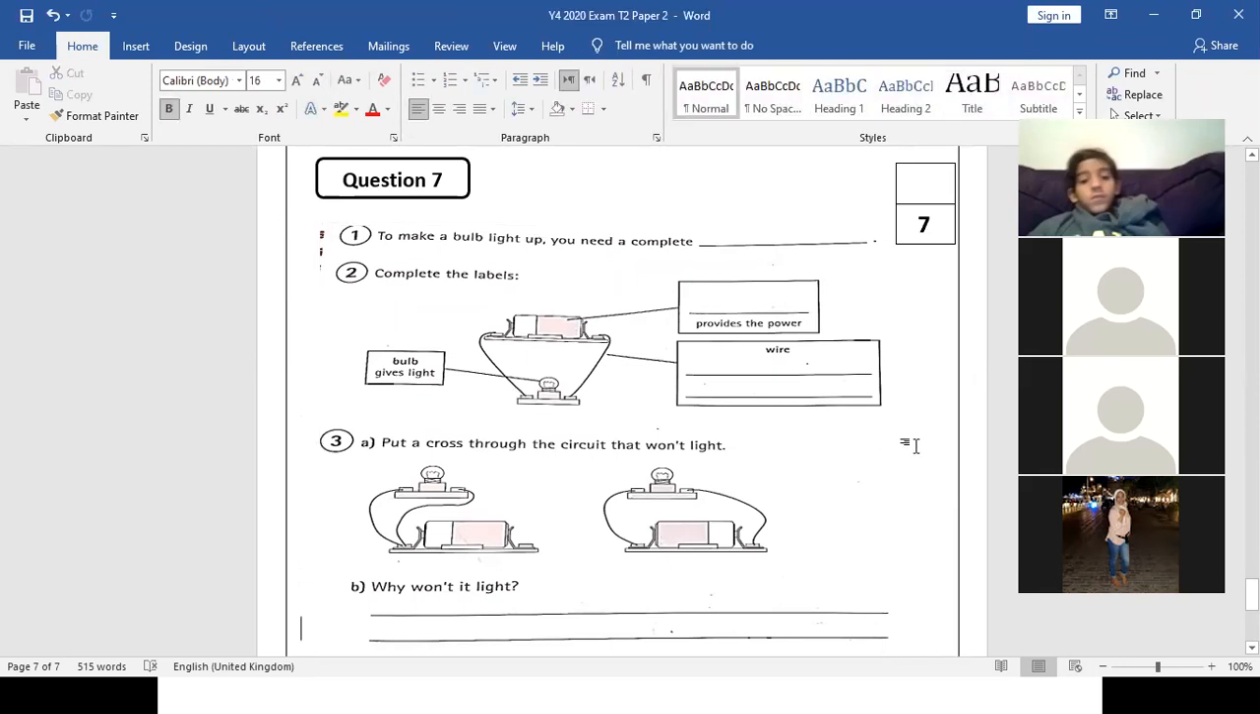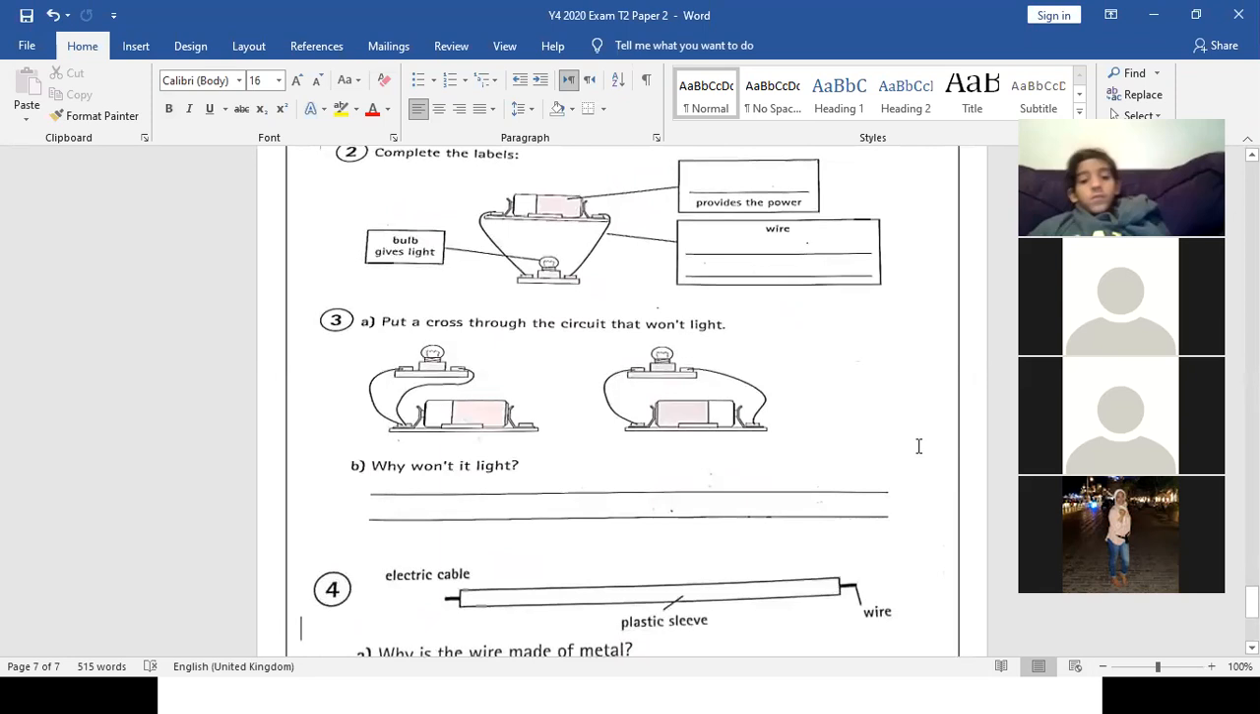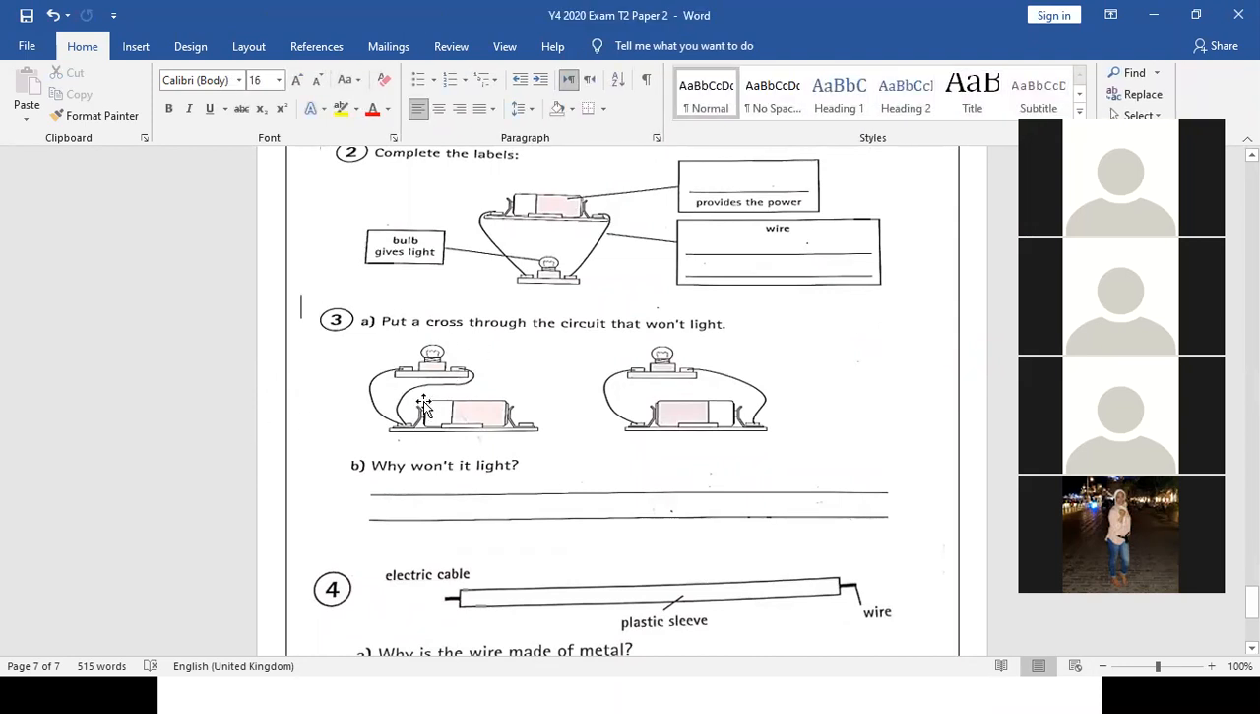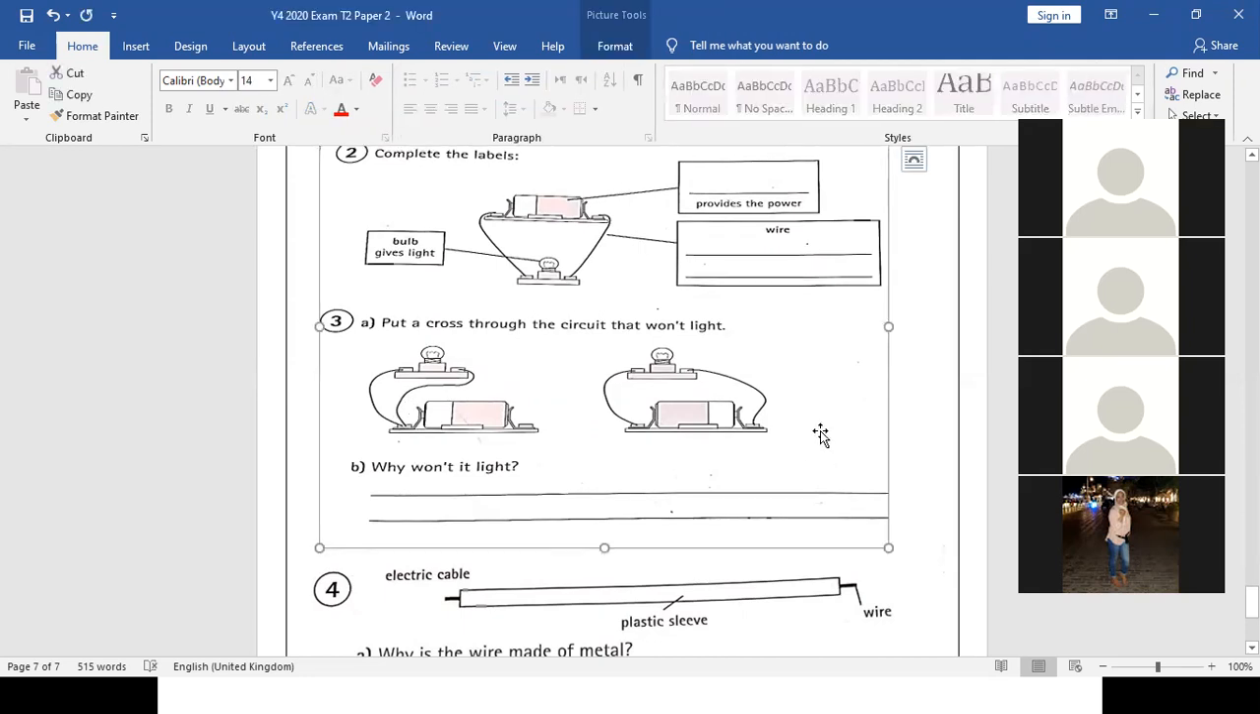Hamza, put a cross through the circuit that won't light up. Which one? The left one or the right one? The left one. Yes, the left one is the one that will not light up. Why? Because the wire is incomplete. The wire is incomplete, or the answer that I want you to say is that both sides of the wire are connected to the same side of the battery. Okay, thank you, Hamza.